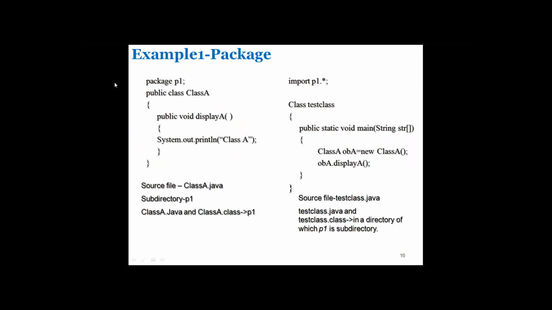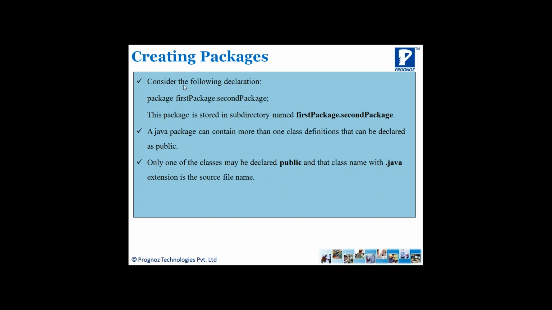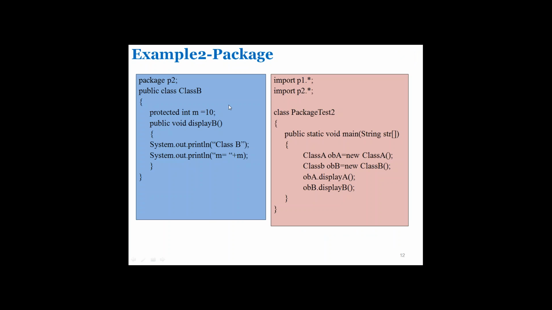See package P1. If you want to use any members or any class of this package, first we need to import it. If you want to access a second package, you first need to import the first package. Only one of the classes may be declared public, and the class name must match the .java source file. In my one package there may be n numbers of classes. Which class must be public? The public class which contains the main method. Now you see P2 package is there, B is there.